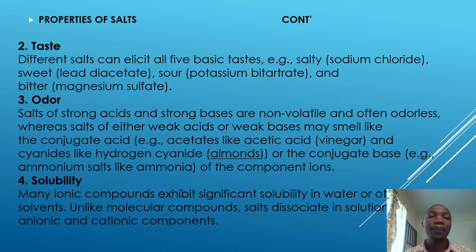For the odor, salts of strong acids and strong bases are non-volatile and often odorless, whereas salts of either weak acids or weak bases may smell like the conjugate acid, e.g. the acetates like acetic acid, which is also referred to as vinegar, and cyanides like hydrogen cyanide.